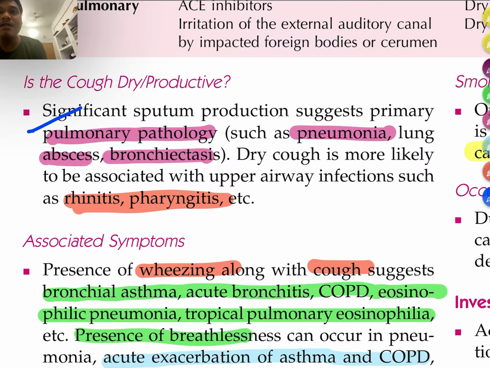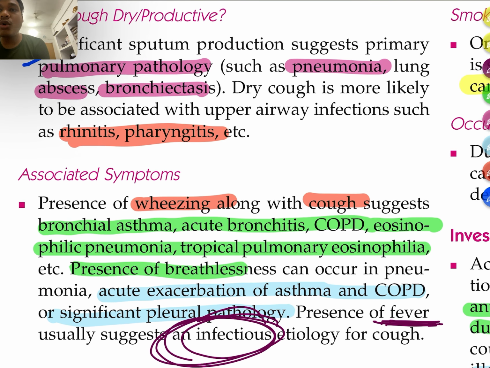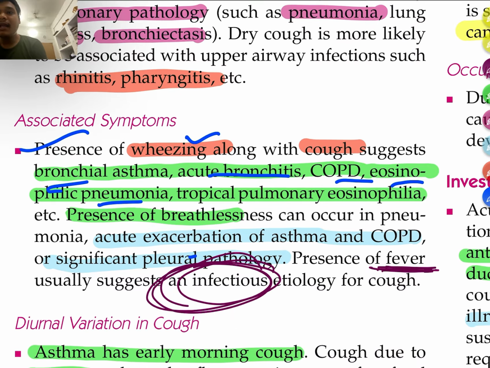After that, if the cough is dry, it must be due to irritation of the upper tract, whereas if the cough is wet, then there must be pathology present in our lungs. Associated symptom may be wheezing. If present with wheezing, then the patient may have bronchial asthma, acute bronchitis, COPD, eosinophilia or pneumonia, whereas acute exacerbation of asthma or COPD may also be seen.